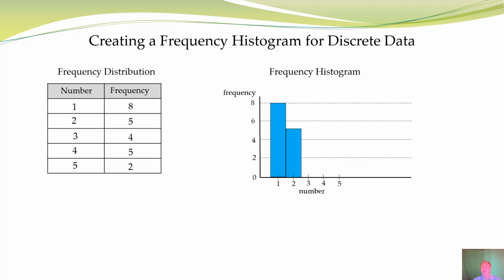This is the difference between a histogram and a bar graph. In a bar graph, the bars are separated. In a histogram, the bars touch each other. And then category 3 would go to 4, category 4 would go to 5, category 5 would go to 2. And this would be our frequency histogram for this frequency distribution.